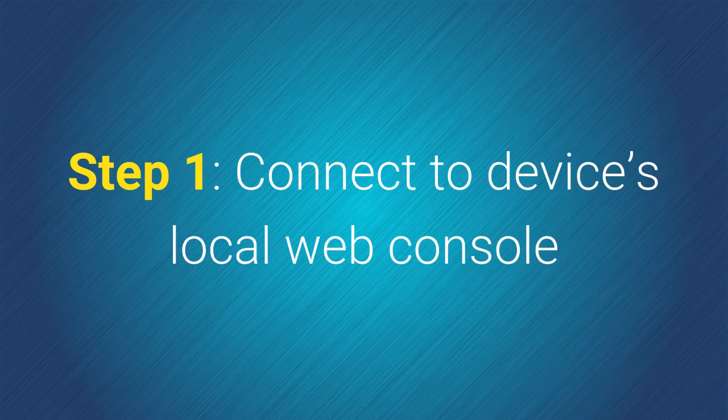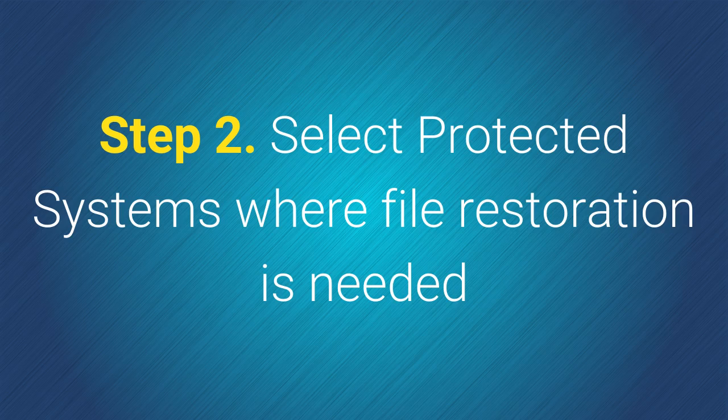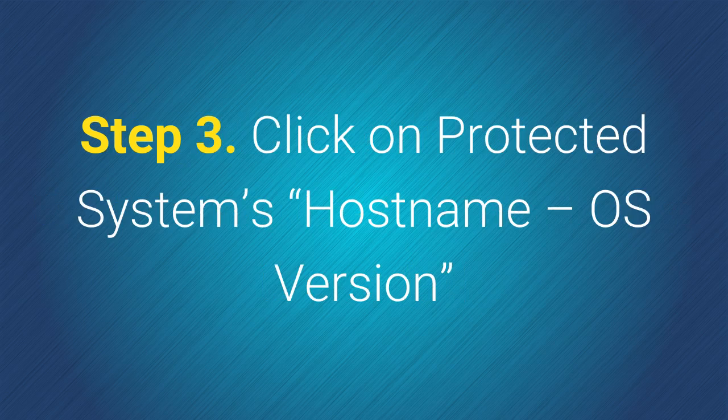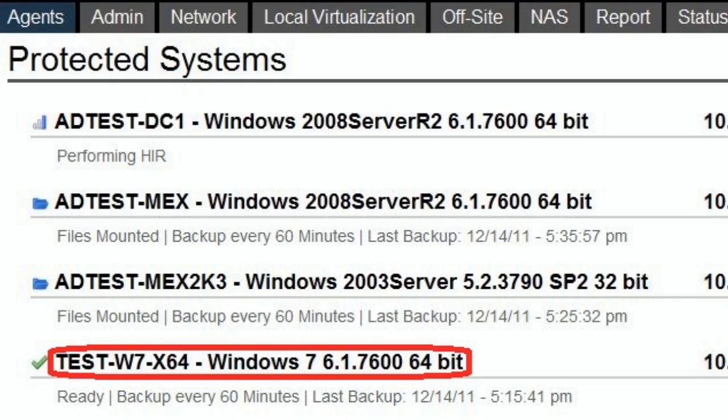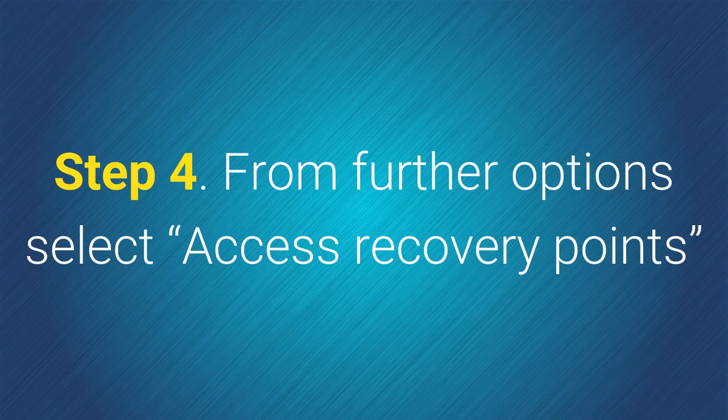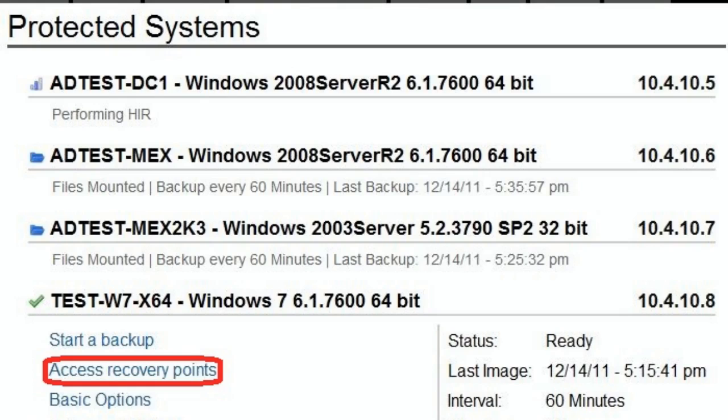Step 1 is easy. Connect to the device's local web console. Step 2. Select protected systems where the file restoration is needed. Moving on to Step 3. Click on Protected Systems "hostname OS version" to view further options. Step 4. From further options, select Access Recovery Points.